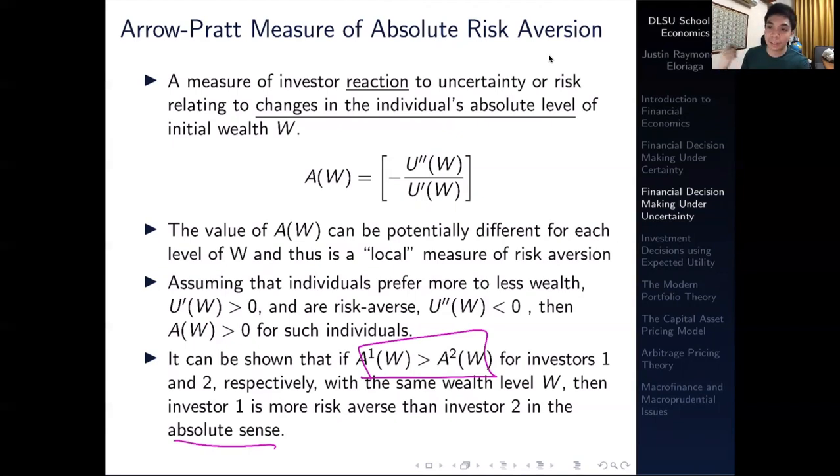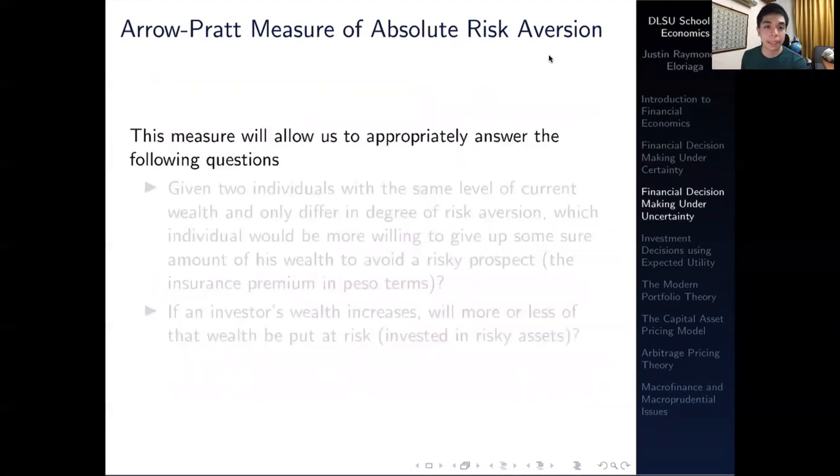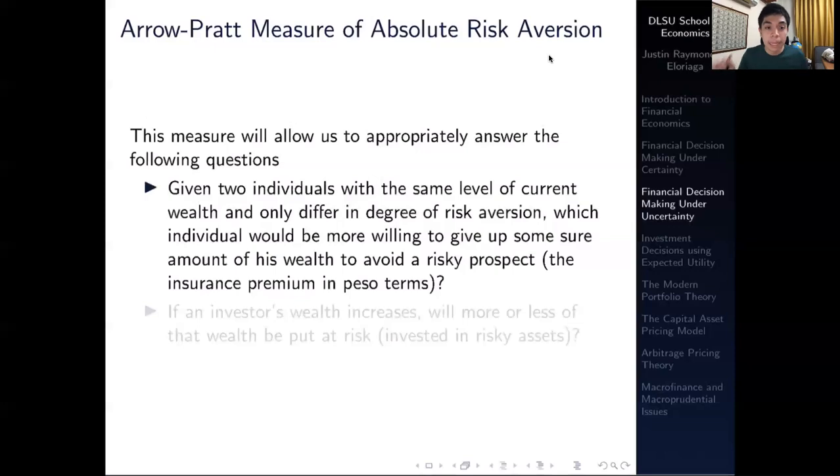Okay, so that's the restriction that we place there. Now, this measure essentially allows us to appropriately answer the following questions. Given two individuals with the same level of current wealth, say two investors with the same level of initial wealth, who only differ in their degree of risk aversion, I could answer the question: which of these two individuals would be willing to give up more money for some sure amount of his wealth to avoid a risky prospect?